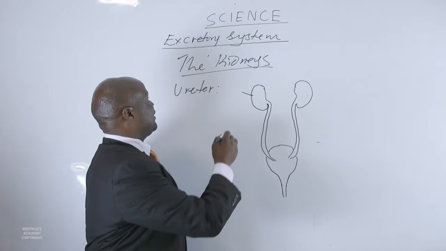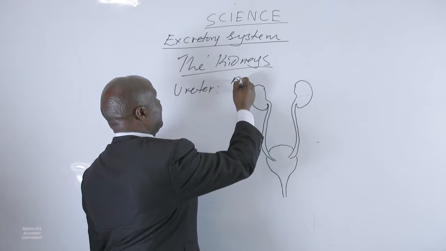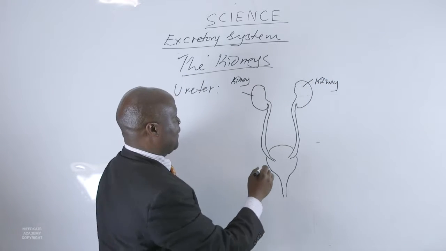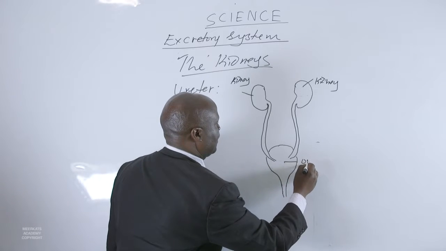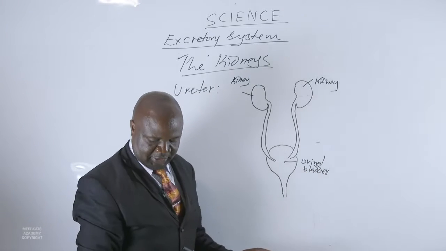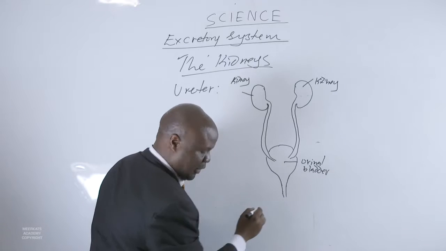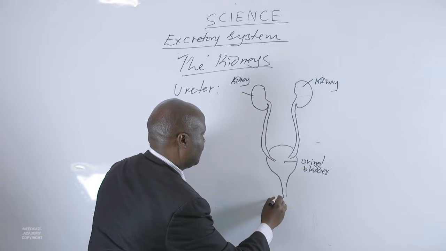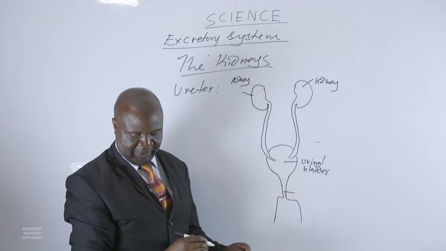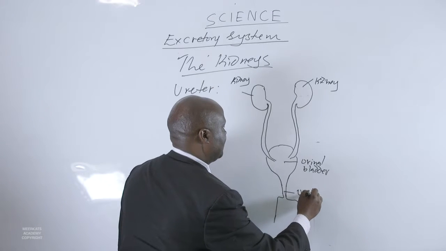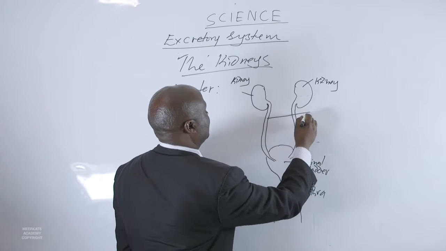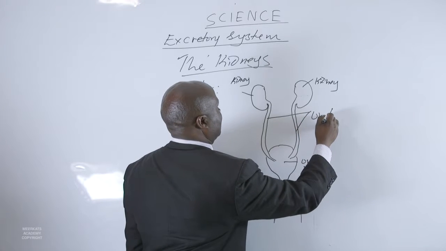So what we are having, this is a structure, this is one of the kidneys, and this is another kidney. Then this is what we call the urinary bladder. So we can see that when we talk about the urethra, this is the urethra, and these two tubes are the ones we are now talking about, the ureters.